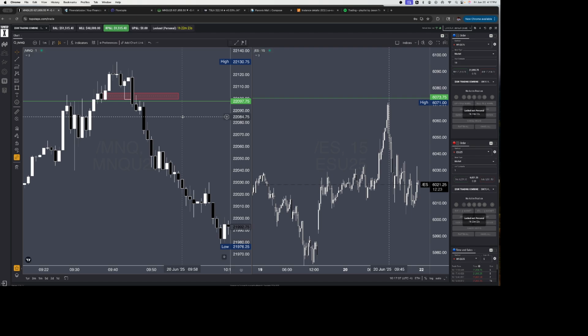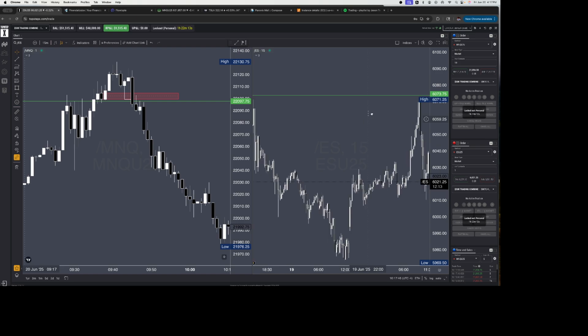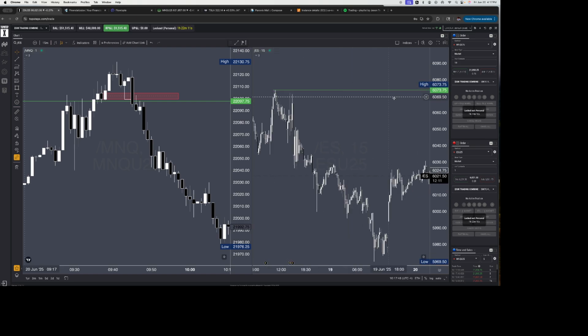I know I threw a bazillion concepts at you guys, but the easiest way I can make it is you're going to look for an SMT, which is a divergence between NQ and ES, just like right here.